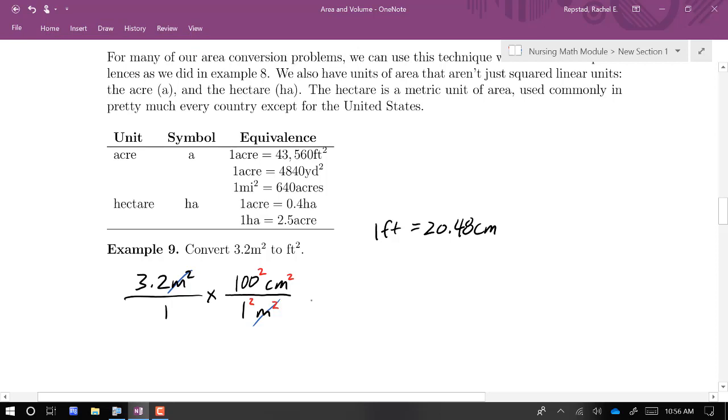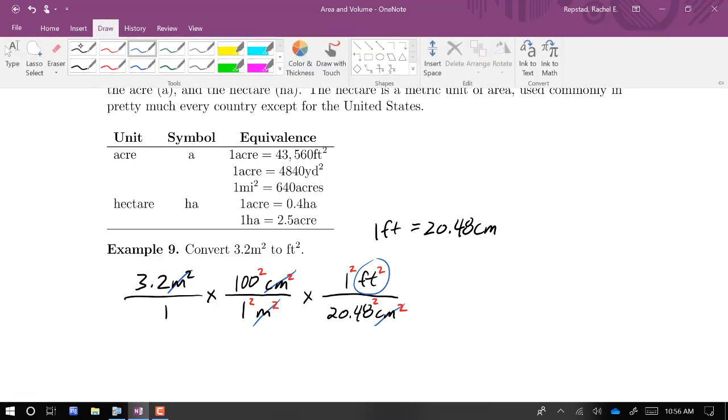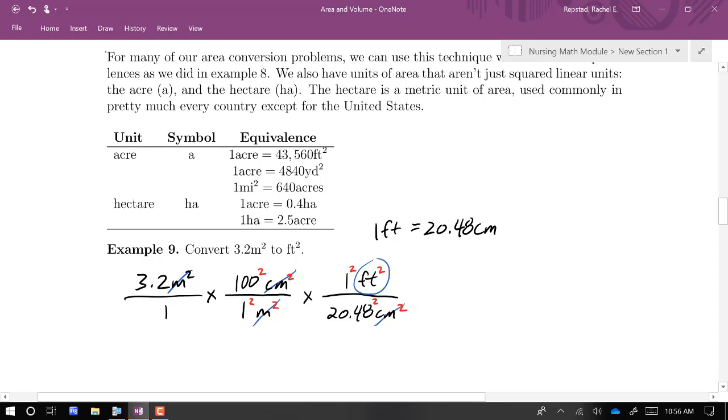And now I can use this equivalence over here, 20.48 centimeters to 1 foot. And because I was at square centimeters here, in order to get them to cancel, I need this to be squared. And I'm allowed to square the centimeters if I square everything in the fraction. And now I'm left with square feet. So you'll notice this was a couple of steps in this unit conversion, and that's one of the nice things about dimensional analysis. Even if I had to do many steps, I could just sort of chase the units through this process.